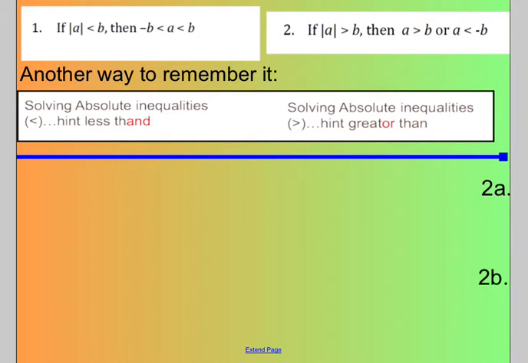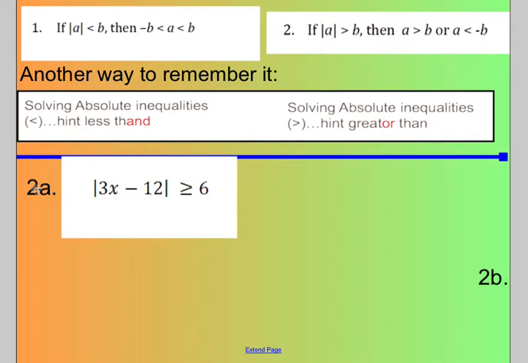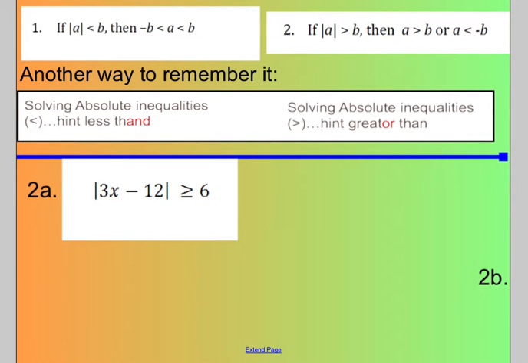Okay, so let's go ahead and look at example 2a then. Right away I would look, is this a less than or a greater than sign? This is a greater than sign, so this is going to be an or statement, because it's a greater. So what I would do is take each piece and solve it. The first one is going to be that 3x minus 12 is greater than or equal to 6, so I set it up the usual way. And then my other is going to be 3x minus 12, and I flip my sign, is less than or equal to negative 6. Okay, and I would solve.